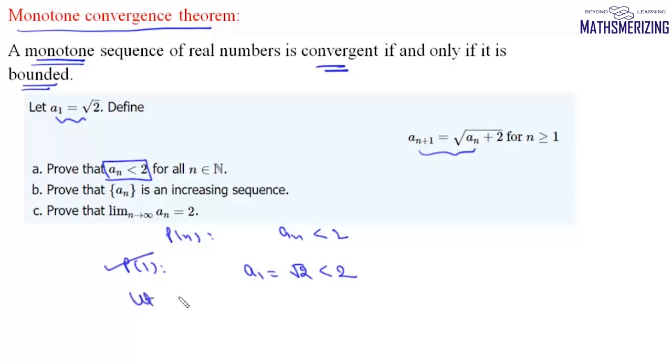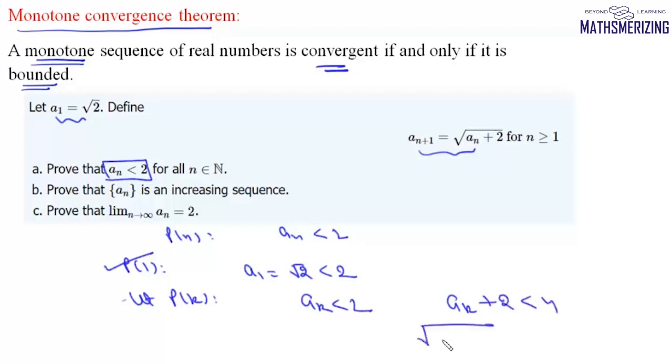Now we'll let pk be true. That means ak is less than 2. Now using pk, we have to prove that pk plus 1 is also true. Now we are given that ak is less than 2. If we add 2 both sides, we can write ak plus 2 will be less than 4.